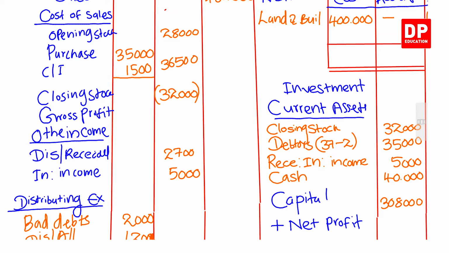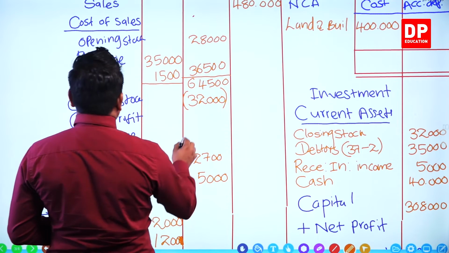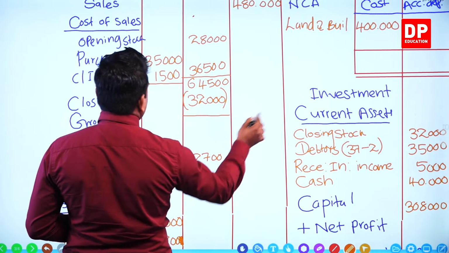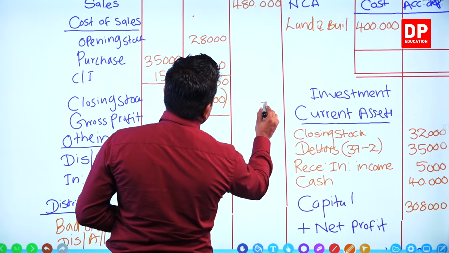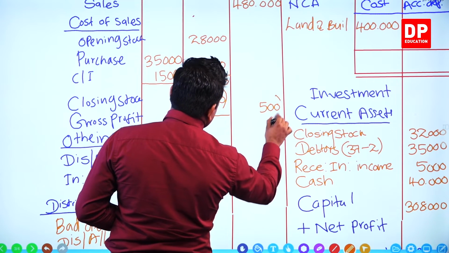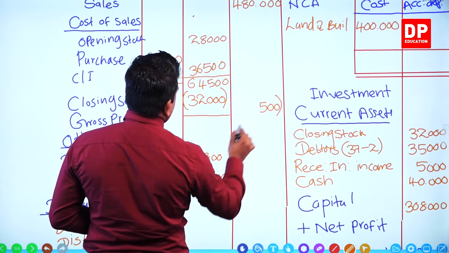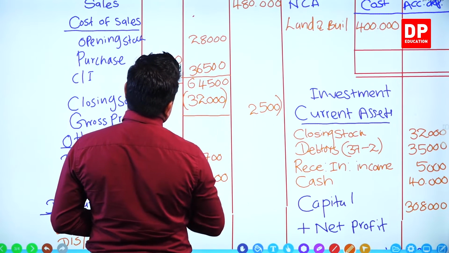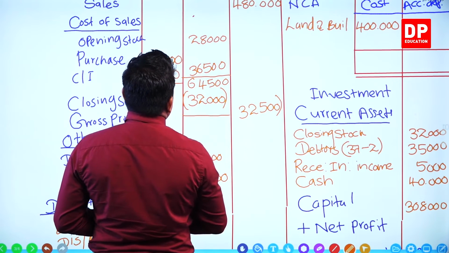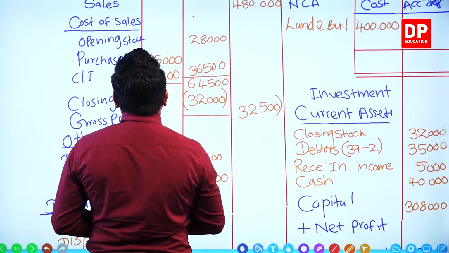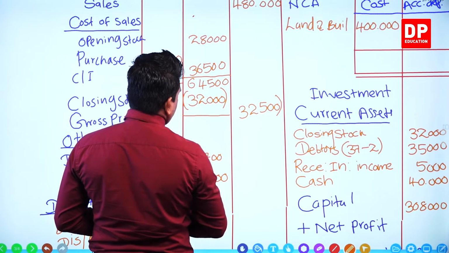Then 28,000. We add these two, how much? 64,500. From this you can subtract closing stock, then you bring it to the third column. Here 500, put in the brackets, 32,500. Is it correct or wrong?